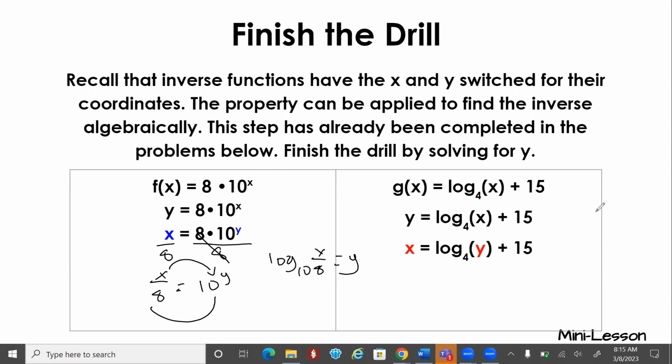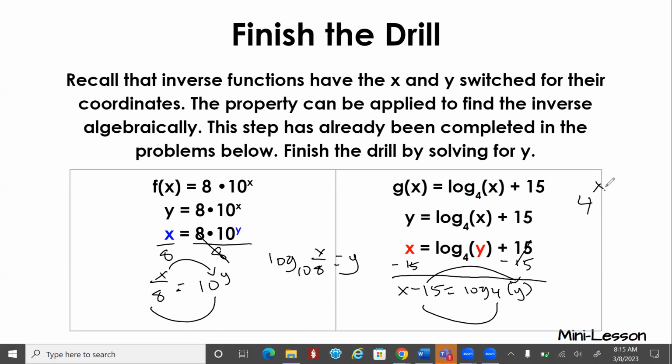We're going to do something kind of similar on the right-hand side with this equation. We're going to isolate this log by subtracting 15 from both sides. And so that's going to give us x minus 15 equals log of base 4 of y. We're going to do the circle of life, and we're going to set it up as an exponential. So 4 to the x minus 15 is equal to y.